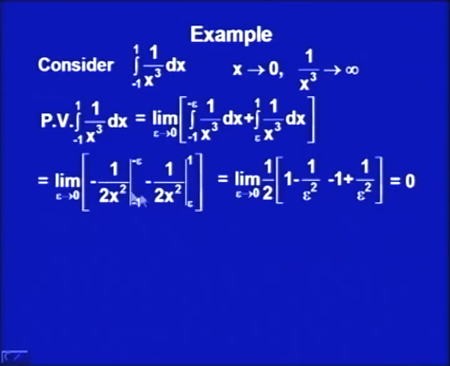So, what we have got is that the Cauchy principal value of this integral from minus 1 to plus 1 of 1 upon x cube dx exists and it is 0. But see what that integral is?